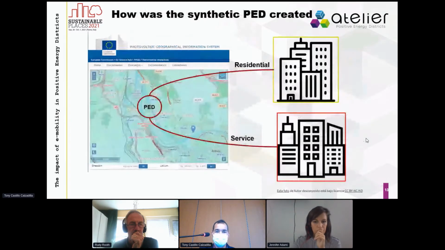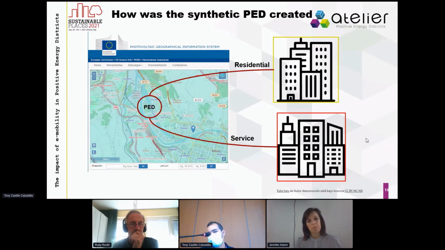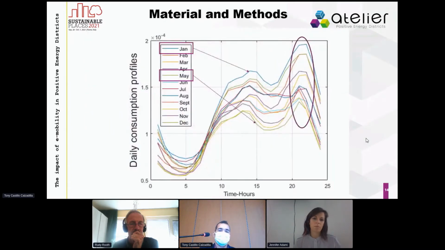So then, using some techniques, we decided to take some aggregated values from tables to model the type of building we are going to include in our synthetic PET, residential and service. Both of them have different consumption profiles. Now I'm only highlighting the residential one because it's the one that raises the challenges, because at night we don't have renewable production.